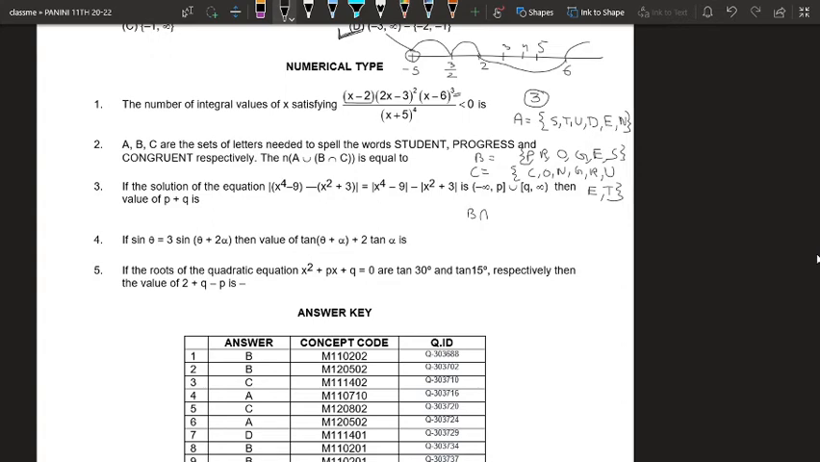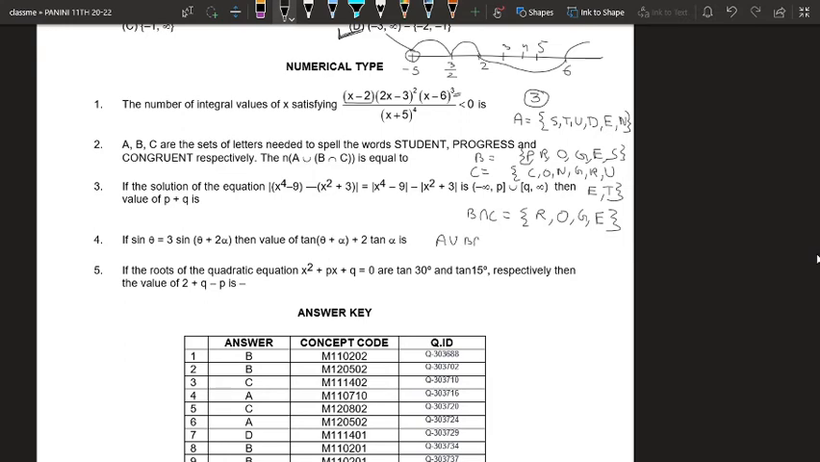Okay, now what is B intersection C? The common elements in B and C. So there is no P, there is an R, and then O. G is also common. E is there. Is there any S? No S. T? No. So R, O, G, E.